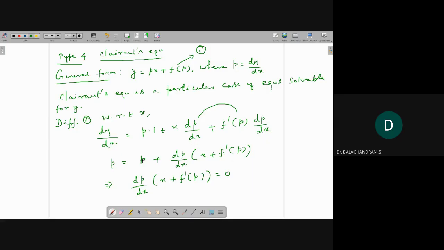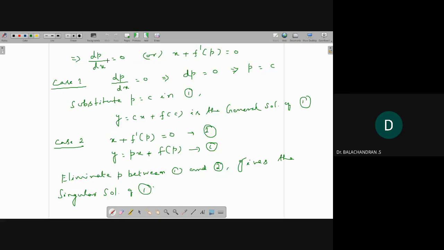So from this, you can cancel p and p. Okay, so dp by dx into x plus f dash of p equal to 0. So either dp by dx is equal to 0 or x plus f dash of p equal to 0. So case 1, if dp by dx is equal to 0, it implies dp equal to 0. If you integrate, you will get p equal to c.